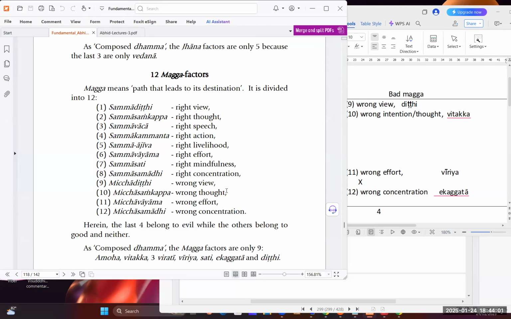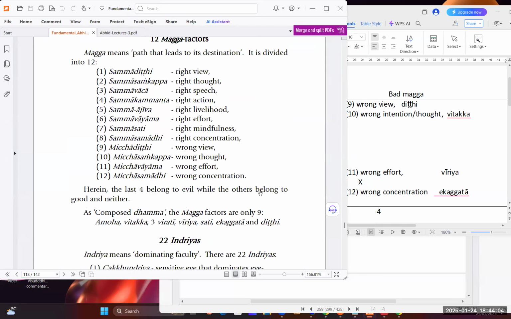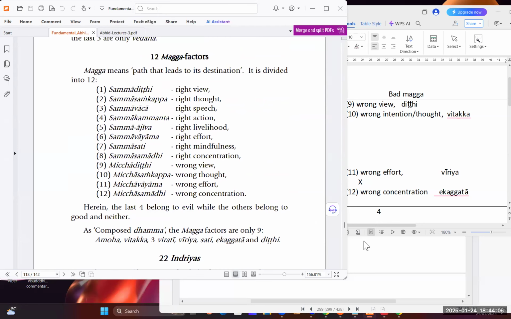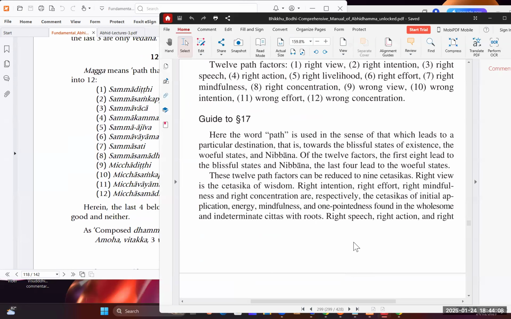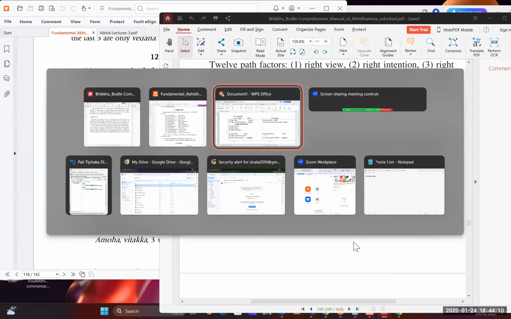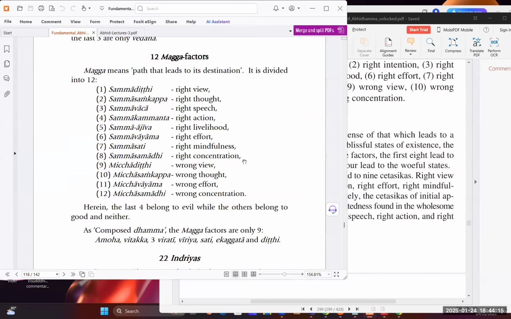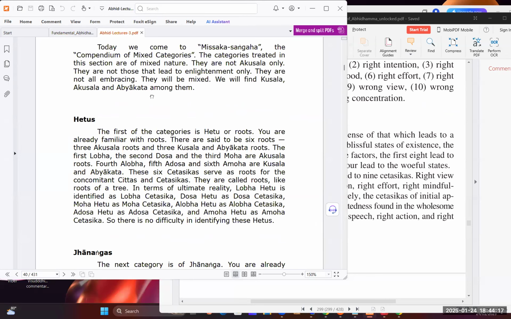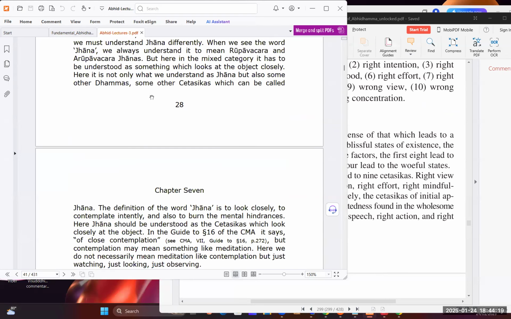All right. So you got 9. So this explains the number 9. Not finished yet. So we're going to look at the handbook of Abhidhamma, which has more explanation. This one we finish.